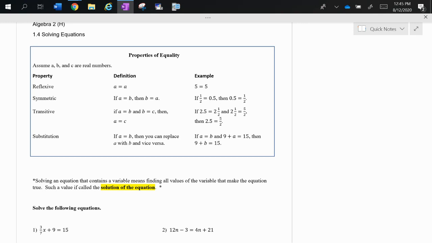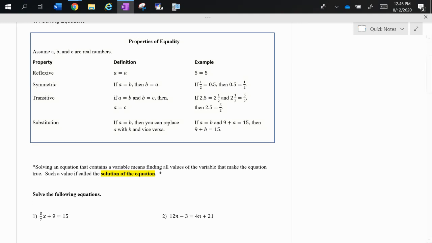And then the transitive property says that if A is equal to B and B is equal to C, then A also has to be equal to C because they're both equal to B. And then lastly, the substitution property says that if A is equal to B, then you can replace A with B and vice versa. So we use the substitution property a lot in algebra.